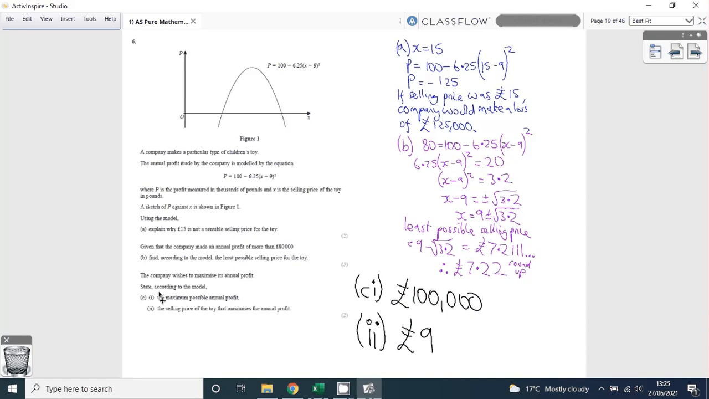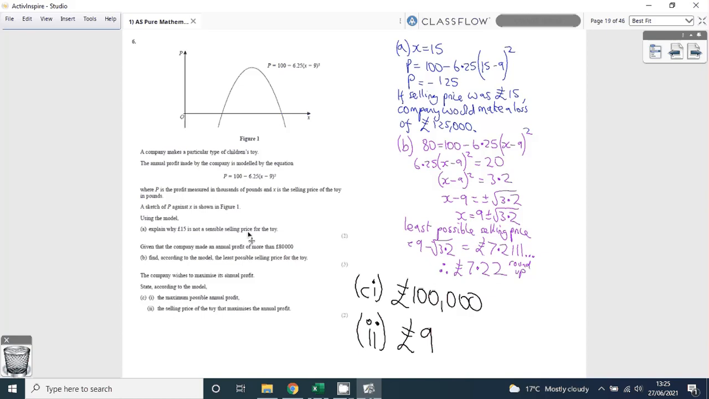Now for C part 1, the maximum possible annual profit. So looking back at the profit formula that we've been given, the biggest profit we can make will be 100 take away nothing, if we make it as big as possible. So 100 take away nothing is 100. So that is 100 P. P is 100. So that is £100,000 profit.